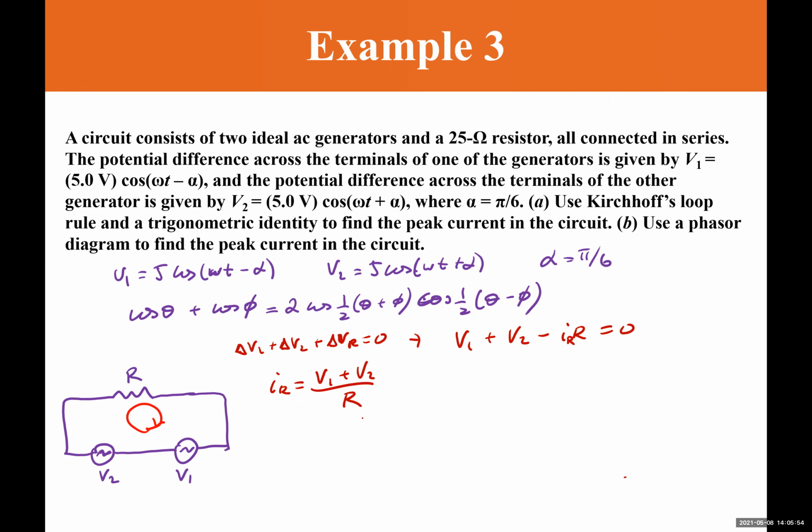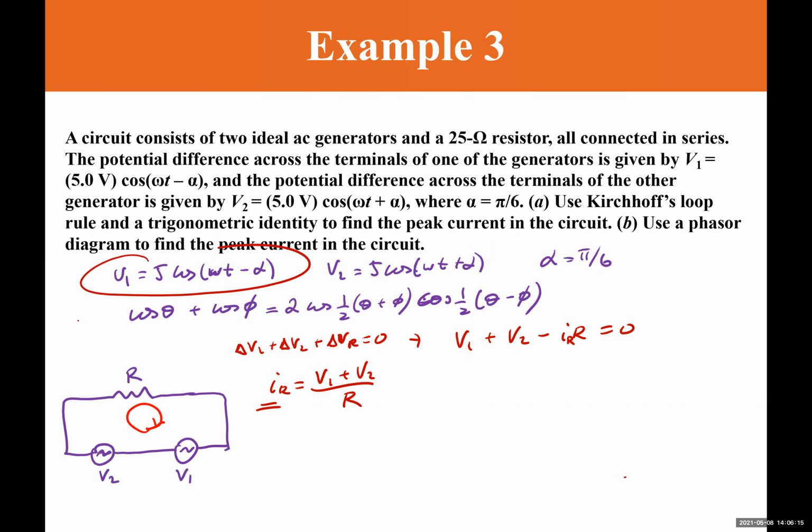At least not the peak current, but for the current. Remember, then we can use that to find the peak current from there. Peak current will be the maximum value of the current function that we will get. All right, so the idea here is that we have two V's, right?